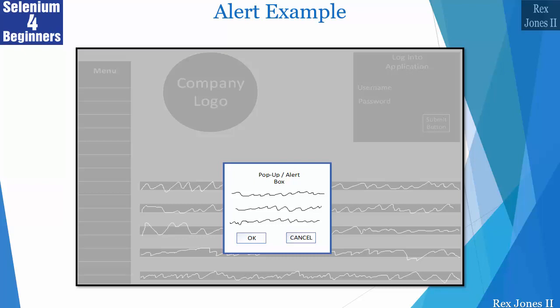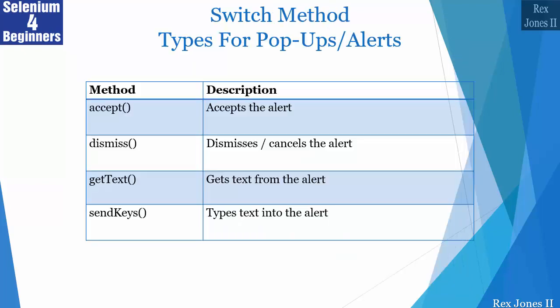Sometimes the main web page is gray. One of the reasons the background is gray is to let us know we cannot interact with that part of the web page. Therefore, we are forced to perform an action on the alert. We can perform an action with one of these four methods: accept, dismiss, get text, or send keys.